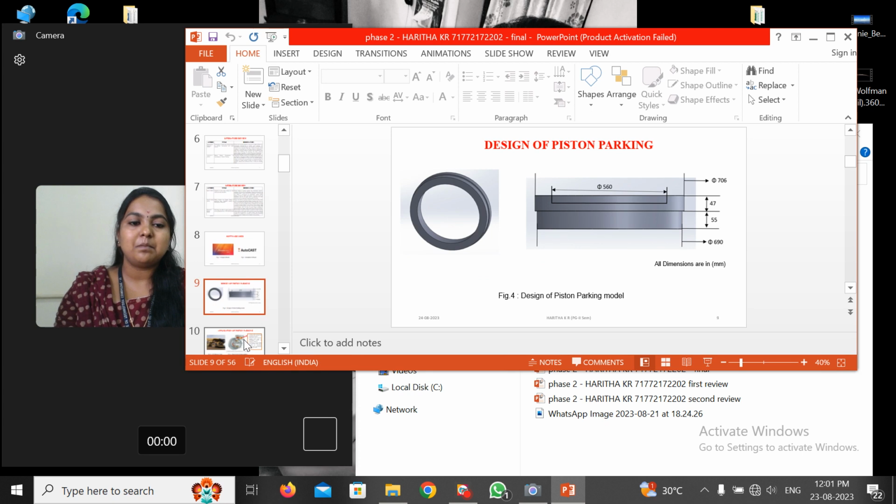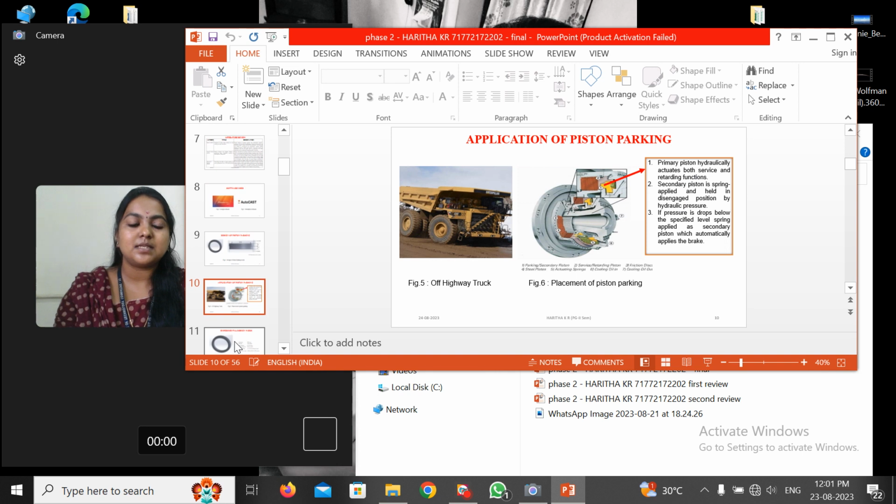The design software used is SolidWorks 2019, and the simulation software is AutoCAD X1. This is a piston parking component, similar to a ring component, but the diameter is about 706 at the top, the bottom is 619, and the overall thickness is 102 mm. And here is the application of piston parking.